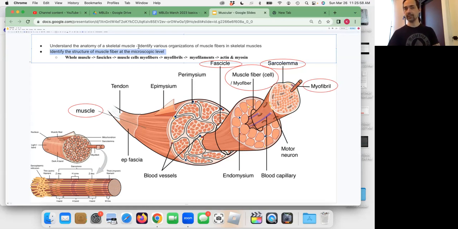And I think what they mean when they say various organizations of muscle fibers in skeletal muscles are orbicularis muscles, rectus muscles versus pennate muscles, unipennate, bipennate, etc., the shapes of muscles. So we're looking at the structure of muscle fibers at the microscopic level.